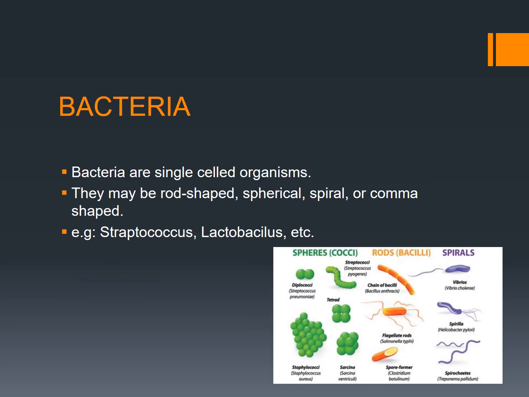So first we discuss bacteria. Bacteria are single-celled organisms. It means they have one cell. They are unicellular. They may be rod-shaped, for example bacilli. They may be spherical in shape, for example cocci. They may be spiral in shape, spirillum. They may be comma shaped, vibrio. All the shapes are given in the slide also. You can observe here.